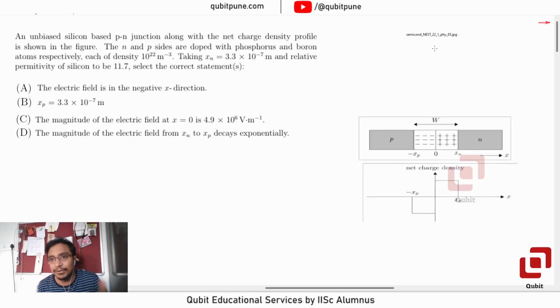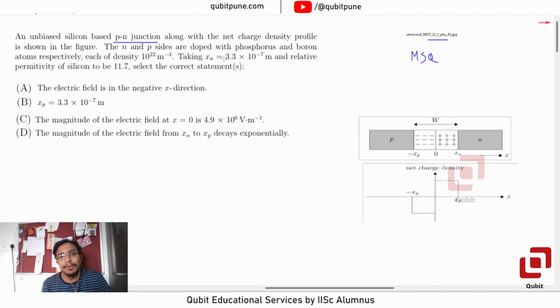Semiconductor MSQ, multiple select question from NEST 2022 Shift 1, question 65. An unbiased silicon-based PN junction along with the net charge density profile is shown in the figure. The N and P sides are doped with phosphorus and boron atoms respectively, each of density 10 raised to 22 per meter cube.